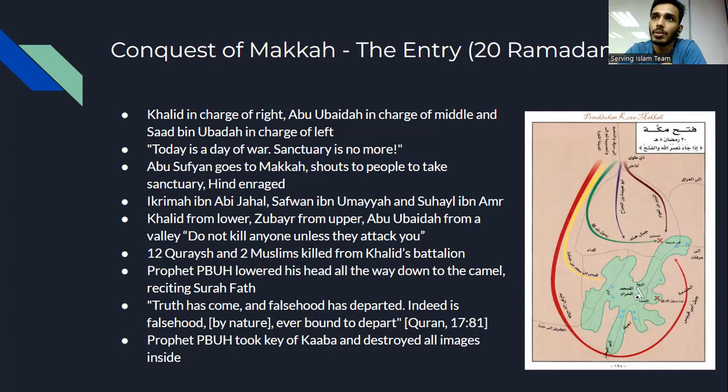Usman bin Talha was the one who became Muslim just before the conquest of Makkah. His family was living in Makkah, and they had the keys of the Kaaba. So Usman bin Talha's family brought the keys to Muhammad Sallallahu Alaihi Wasallam, and then he went inside and removed all the images, all the idols that were inside the Kaaba as well. So the Kaaba is now free of idolatry.